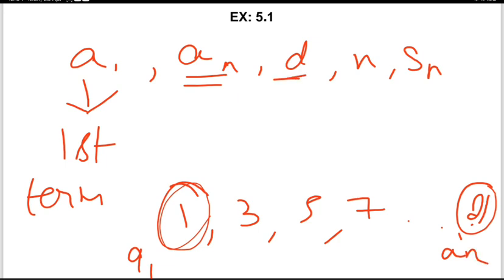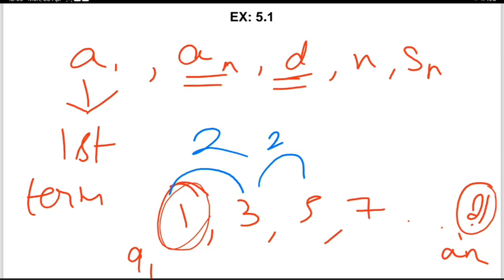And d is the common difference. Common difference means, if you take the difference 3 minus 1, you get 2, and 5 minus 3, you get 2. So in an arithmetic progression, the common difference will be the same for all the numbers. So our common difference for this AP is 2. Common difference means the difference between two consecutive numbers.